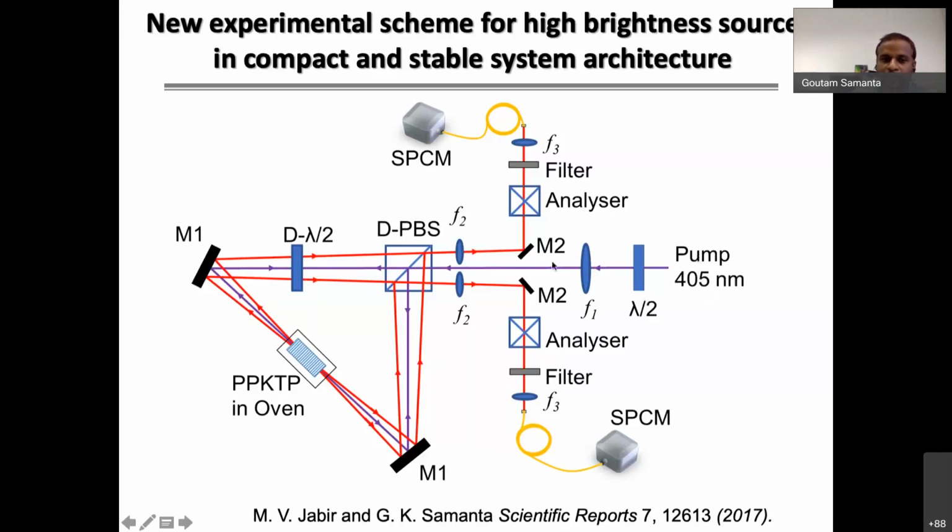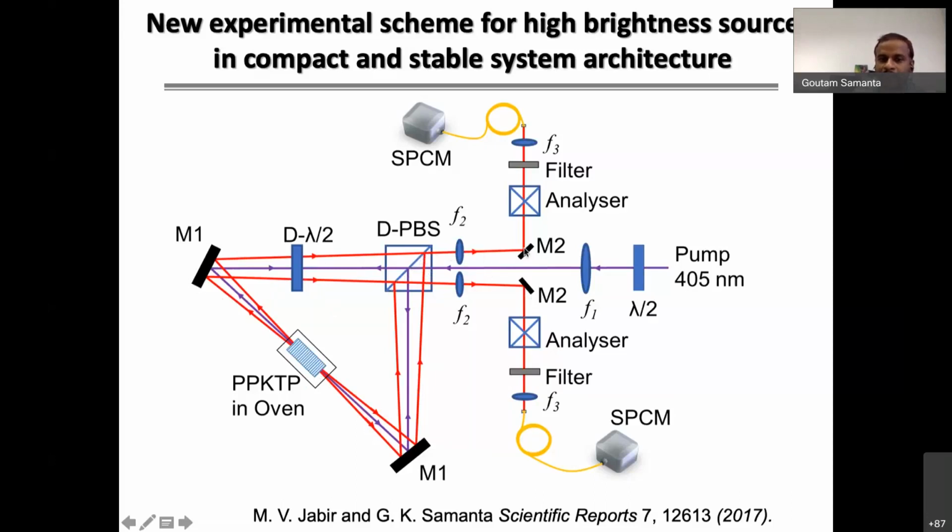So using a pump beam in a Sagnac loop with a periodically poled crystal in an oven, it's generating SPDC photons in both ways. If the pump photon is going in the anti-clockwise direction, then the photon pair in the red is going this way and then coming out here. Or if it is going in the clockwise direction, it's generated in this way. But again, they are exactly overlapping and then going in this direction.